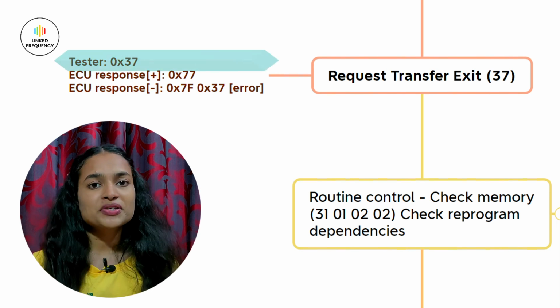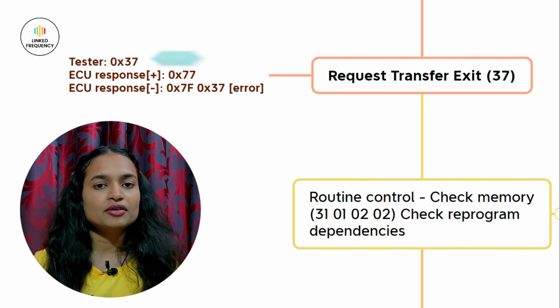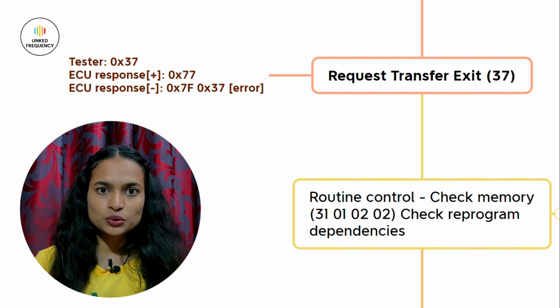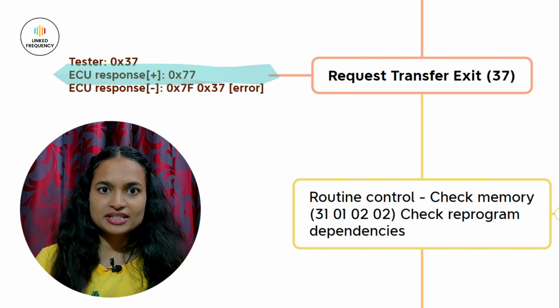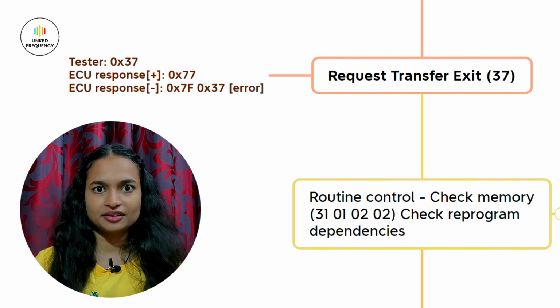The tester sends the request using the command 37. Here 37 represents the service identifier for Request Transfer Exit. The response received from the ECU includes positive response 77. It is sent if the data transfer is completed and no errors are detected.